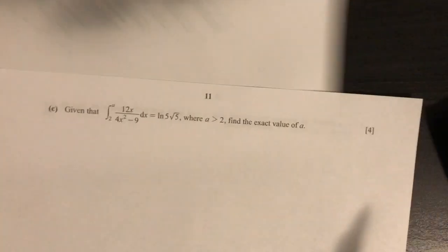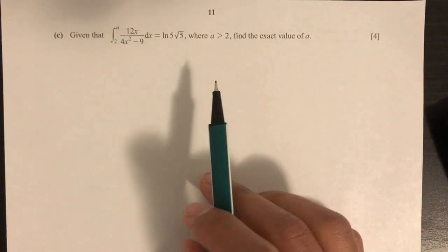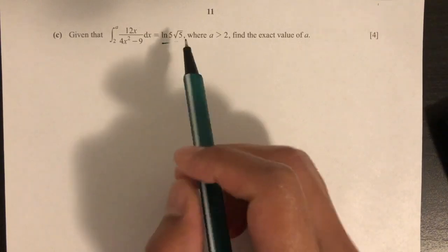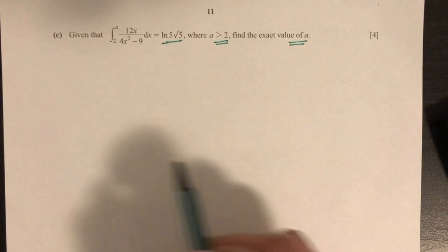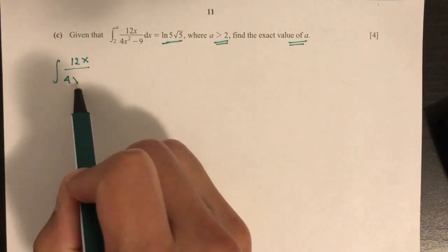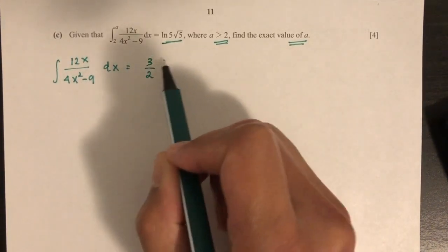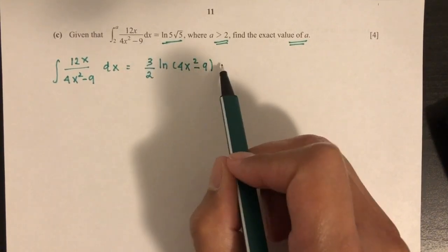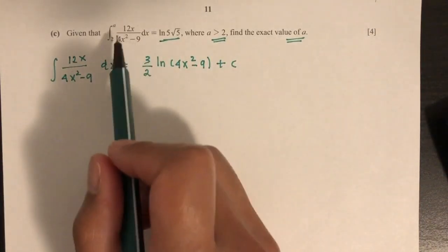So now it tells you that if you integrate this fraction from a to 2, you have to get this one. Given that a is more than 2, find the exact value of a. So from part B, we have seen that if you integrate 12x over 4x squared minus 9 dx, you get 3 over 2 ln 4x squared minus 9 plus c. So this is from part B.